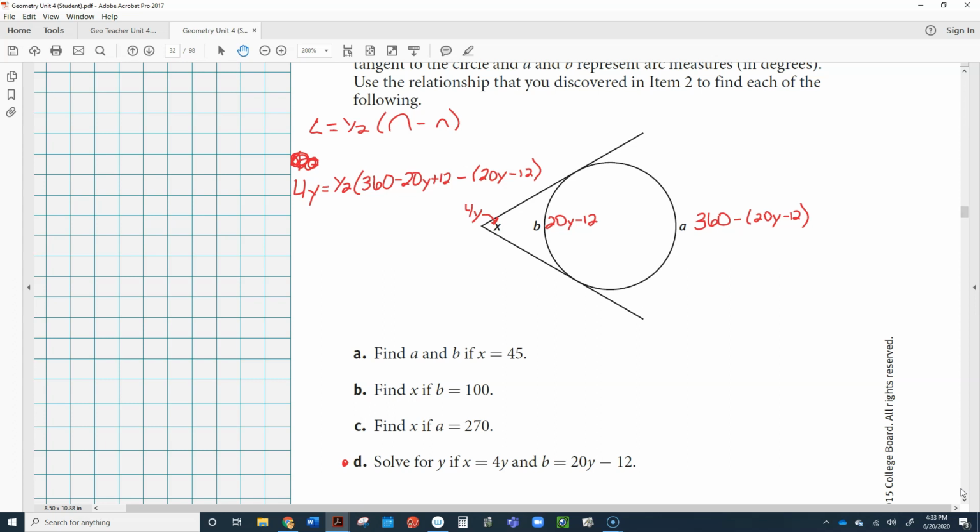Here's the formula. The angle is equal to half the big arc minus the little arc. They gave us a whole bunch of measurements in terms of y. So the measure of angle X right here is 4y. The measure of angle B is 20y minus 12. And then we had to calculate the measure of arc A. And mark arc A, whatever arc B is, arc A is going to be 360 minus arc B. So arc B right here is 20y minus 12.